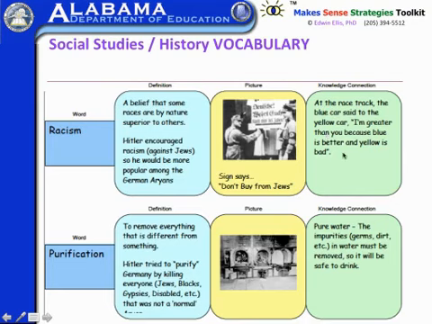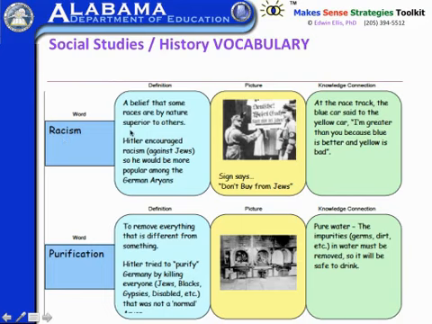Finally, knowledge connection. At the racetrack, the blue car said to the yellow car, I'm greater than you because blue is better and yellow is bad. And so that was their knowledge connection to racism. And of course, another student may have noted something about a personal experience where somebody treated them in a racist manner and so forth. It really doesn't matter. What matters is the student is making some kind of personal knowledge connection to the new term and so forth.